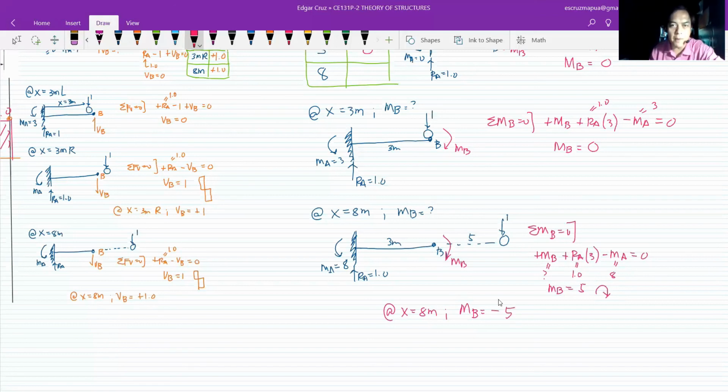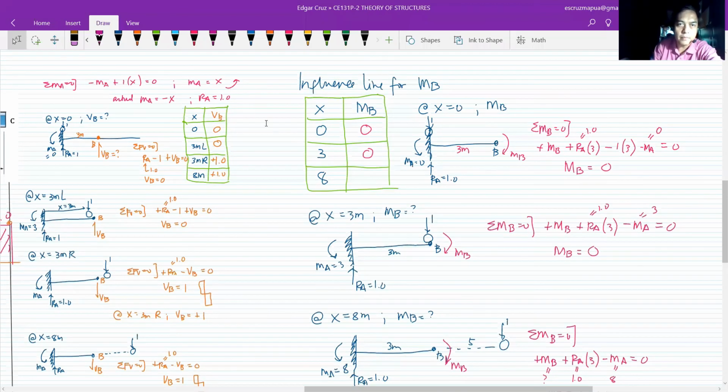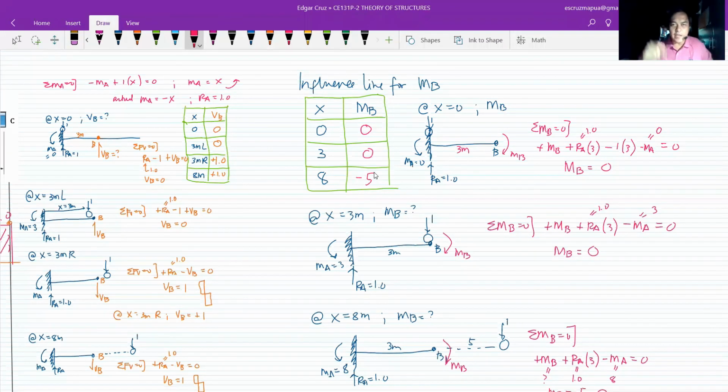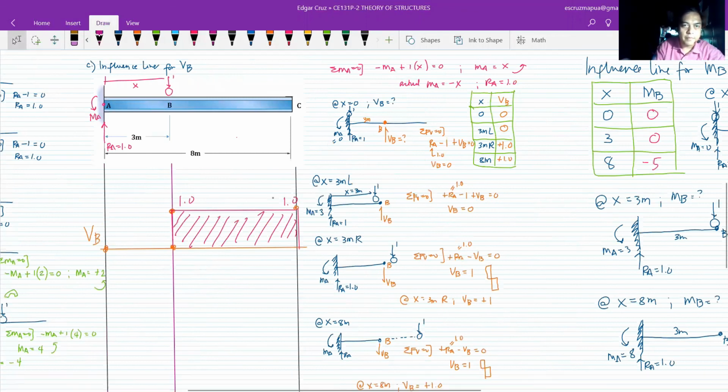Okay, so if we will go back dun sa table natin, it would be negative 5. So, yan na. So, 0, 0, negative 5. Okay, so pagka-plot natin dito, balik tayo rito. Ayan. So, let us plot.